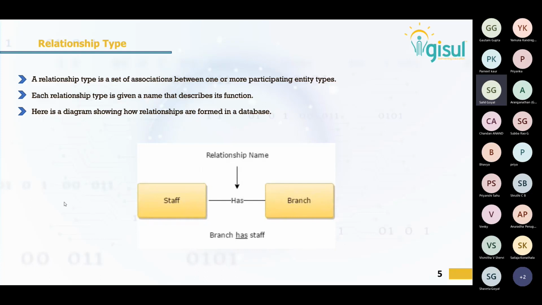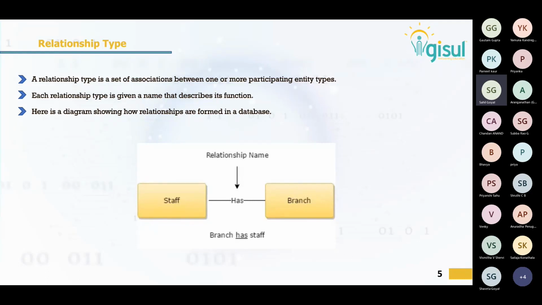Then a relation, because 2 entities, a staff and branch, are going to have a relation with each other. Okay. Similarly, an employee and department will have a relation with each other. Employee and skill have a relation with each other. Considering the type of relation we are going to develop, that is going to be understood with the help of the relation type. A relation type is a set of associations between one or more participating entity types. Each relationship type is given a name that describes its function.